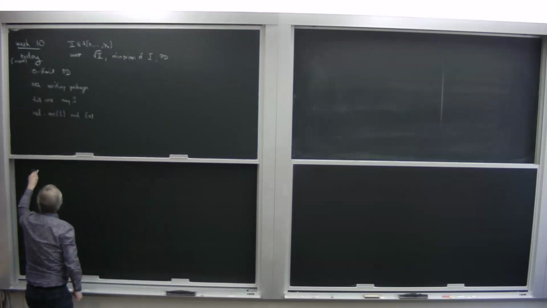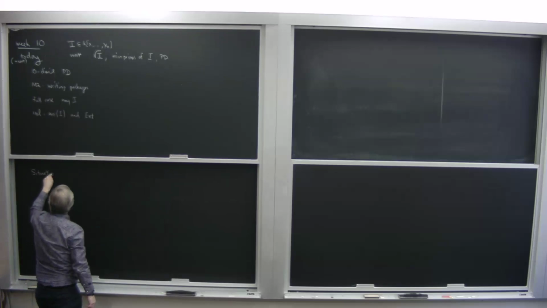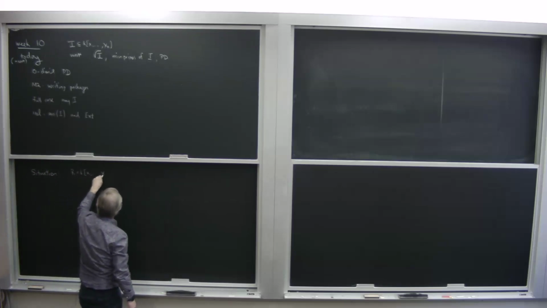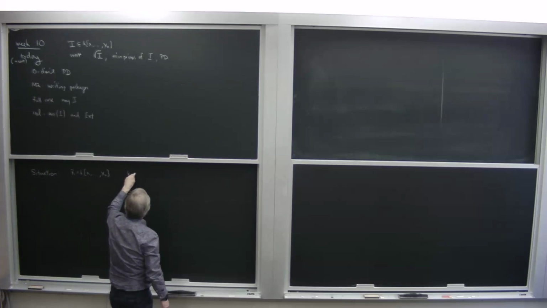We have R equals K[x1, ..., xn]. We're going to assume K is perfect.